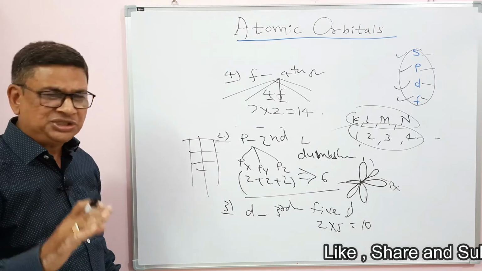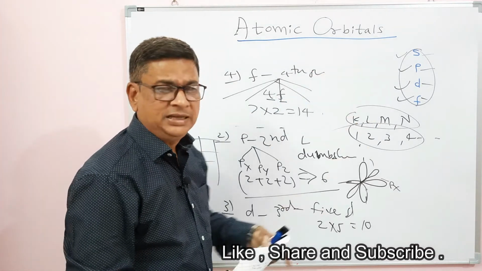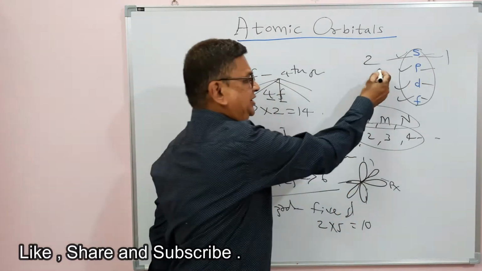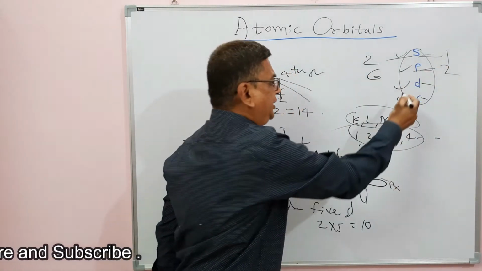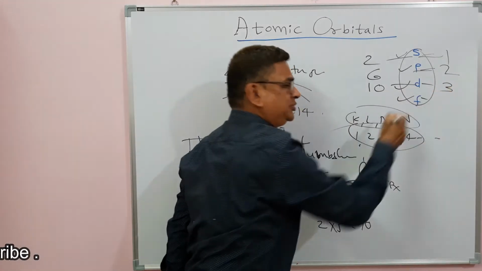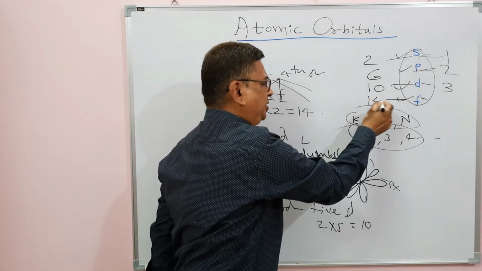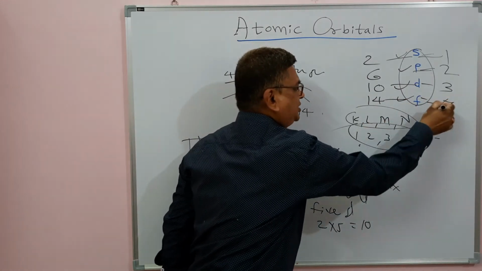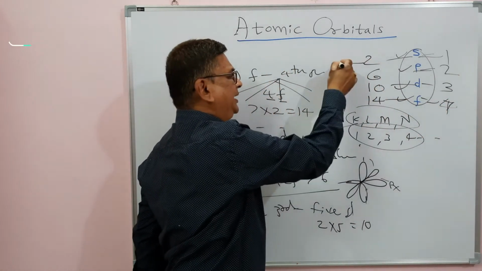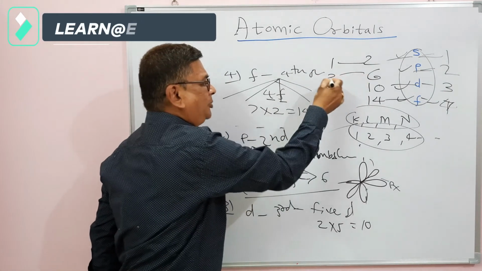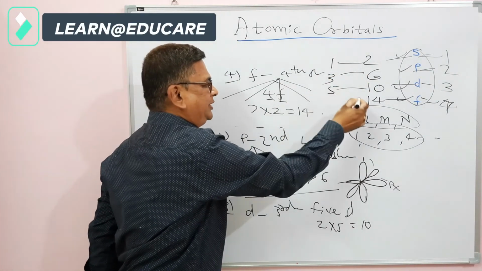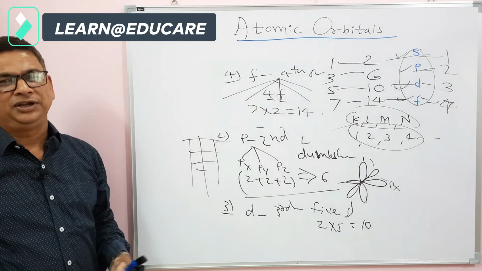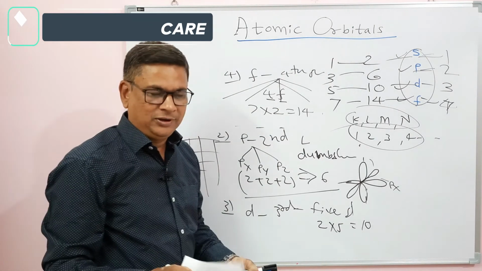For the moment you just come to know there are 4 orbitals: s orbital capacity 2 that starts from the first shell, p orbital capacity 6 that starts from the second shell, d orbital capacity 10 that starts from the third shell, f orbital capacity 14 that starts from the fourth shell. Now how many types? S orbital is of only one type, p orbital of 3 types, d orbital of 5 types, and f orbital of 7 types. That's all for today's session. All right, thanks.